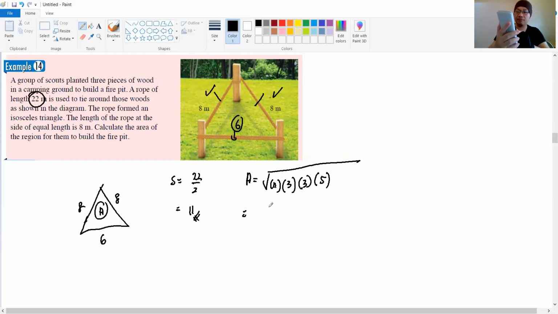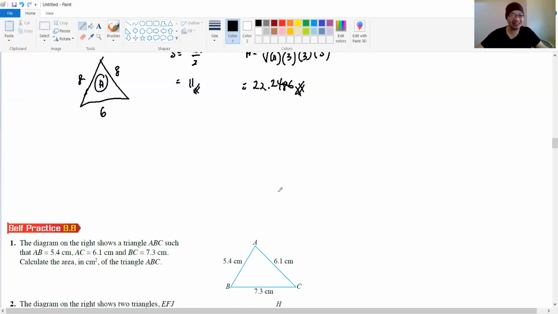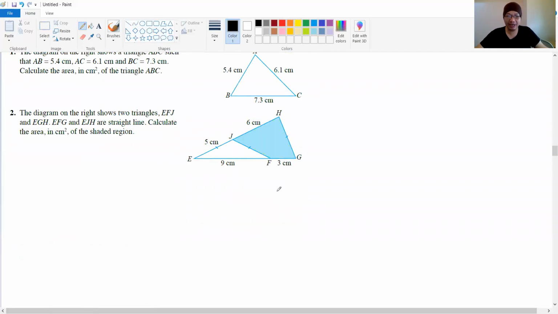Actually, we can convert the answer to a decimal, 22.24 something. I cut and paste 22.2486, rounded off to 4 decimal places. Done. Okay, guys, example 14 is a tricky question, but to solve the problem is very easy. Settled.